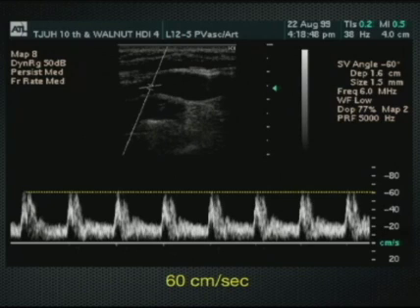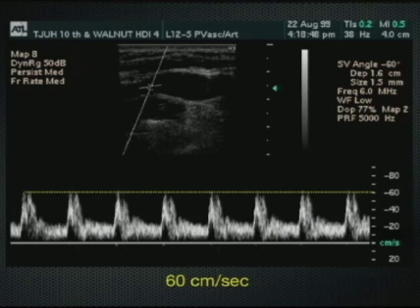Here's an example of a Doppler measurement obtained from the proximal internal carotid artery. If you look carefully, you can see that the sample volume is placed near the origin of the internal carotid artery. The angle cursor is aligned parallel to the vessel walls with an angle of 60 degrees. And the estimated peak systolic velocity from this measurement is 60 centimeters per second.